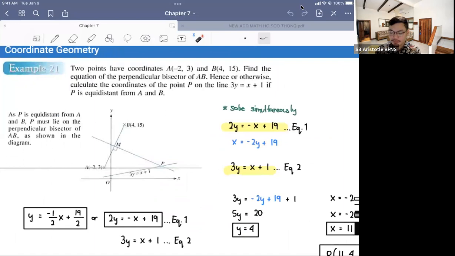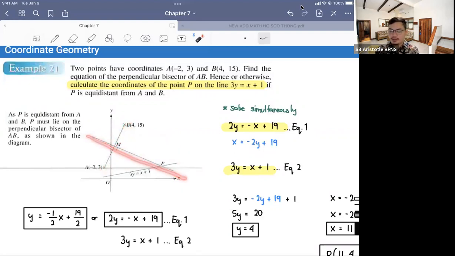Now, it says here that we need to calculate the coordinates of point P on the line 3y equals x plus 1. What does it mean? Now, this is your line AB from the first part of this question, right? And this is the perpendicular bisector of line AB. So basically, the first equation that you took, y equals 1/2 x plus 19 over 2, is for this line.